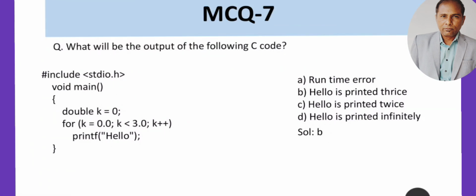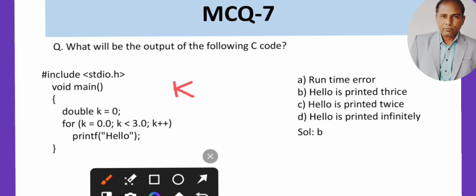Now if we talk about question 7, we are taking i is equal to k is equal to 0. k will start from 0, k should be less than 3 and k is incremented by 1. Then we will print hello.